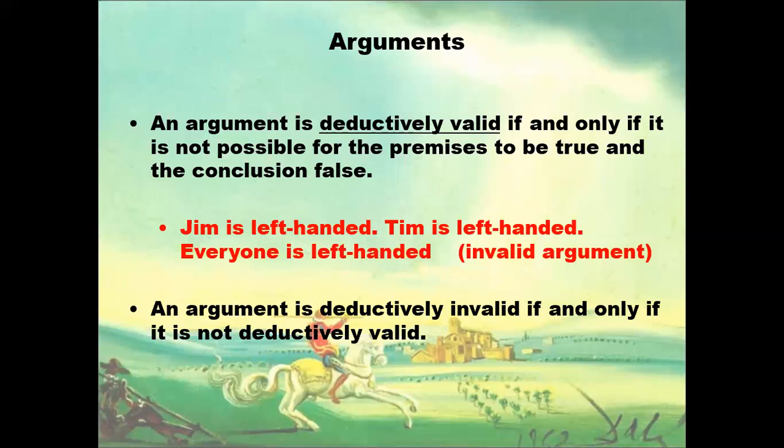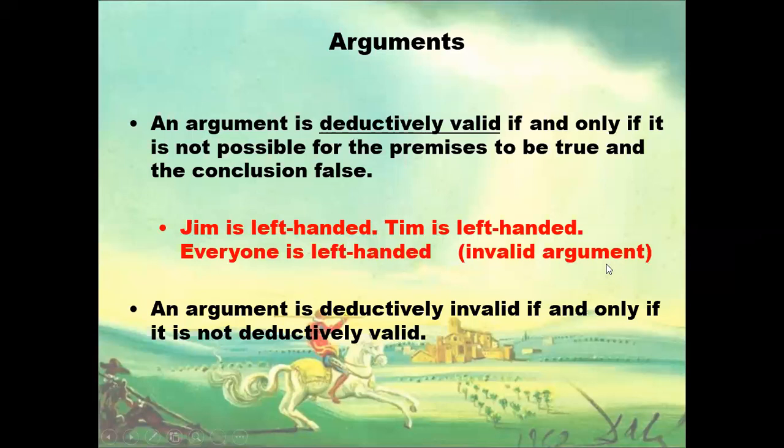There's a few ways that we can modify this. Anybody else? If you say that everyone includes only Jim and Tim, then that would make the conclusion right. Yeah, okay, good. So if you add a third premise, which would be something like, there's only Jim and Tim in the room, therefore everybody in the room is left-handed.